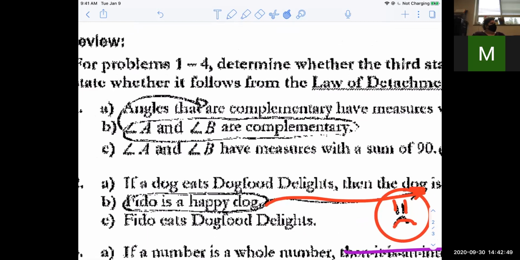The first one? Is the first one valid? Yes. Law of what? That is detachment. Okay, this one is detachment, valid detachment. All right.